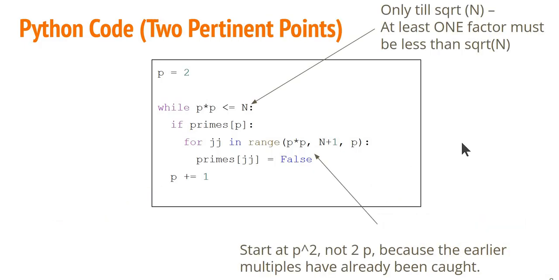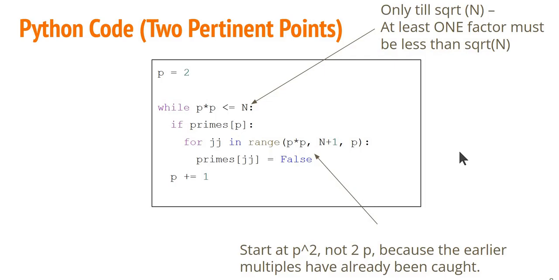Now, just two pertinent points over here. First, we are doing while p squared is less than or equal to n because at least one of the factors has to be less than the square root of n. So this keeps it efficient. Next, we are starting this inner for loop at p squared, not at, let's say, 2p or 3p, because think about it, any smaller multiple of p has already been picked up by an earlier prime. So this again keeps it a little bit efficient.